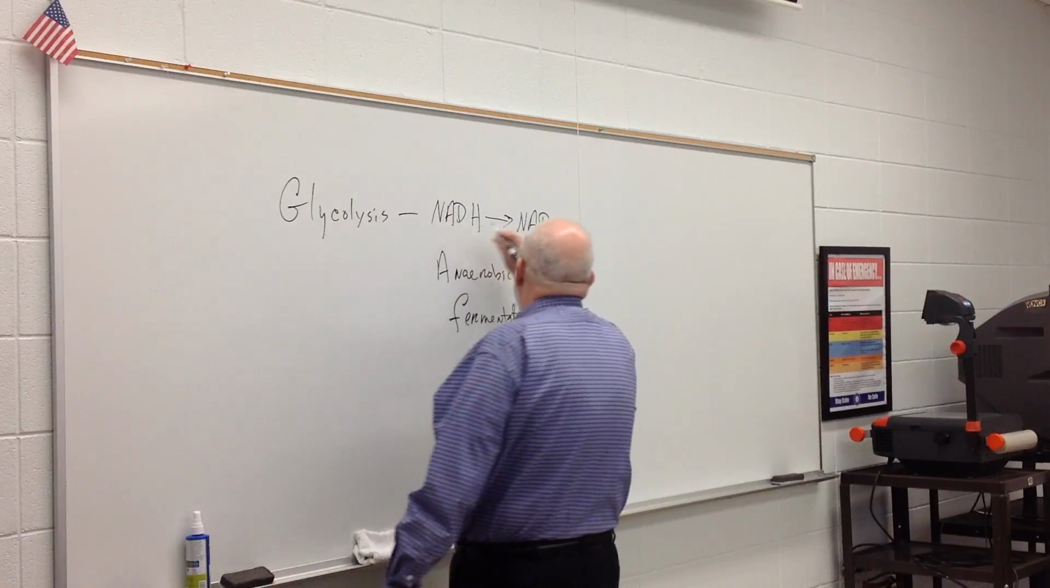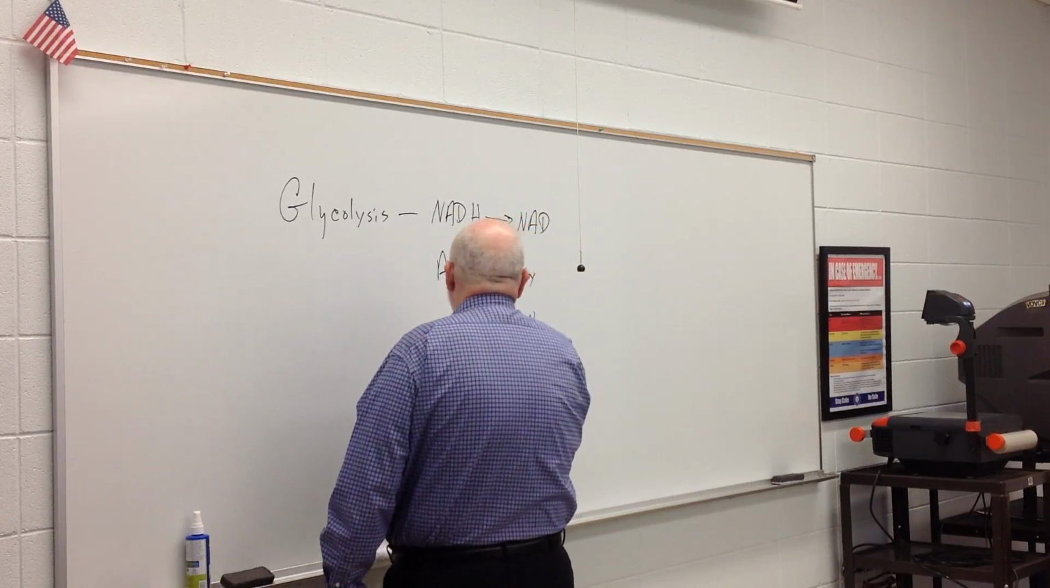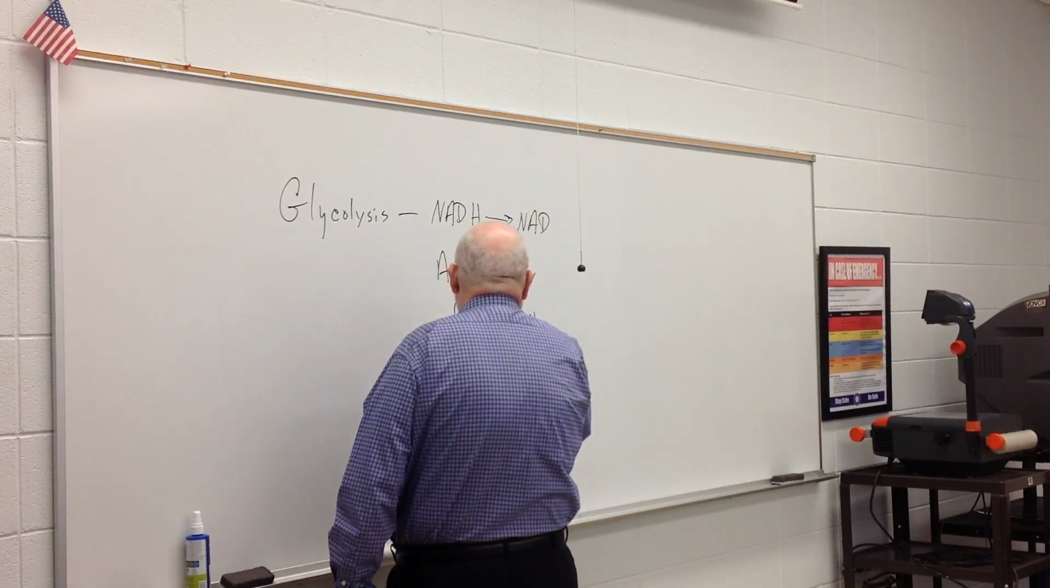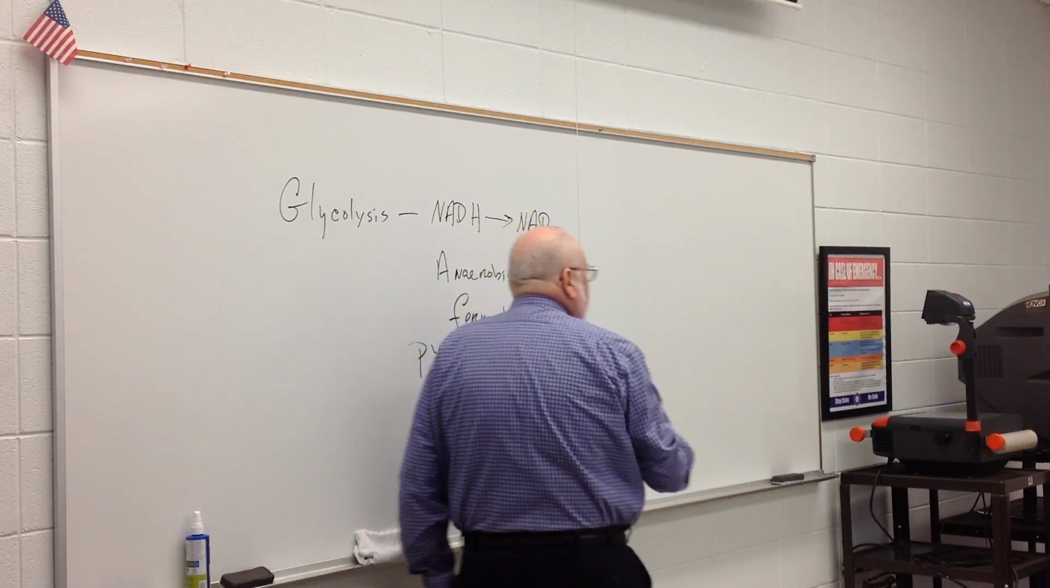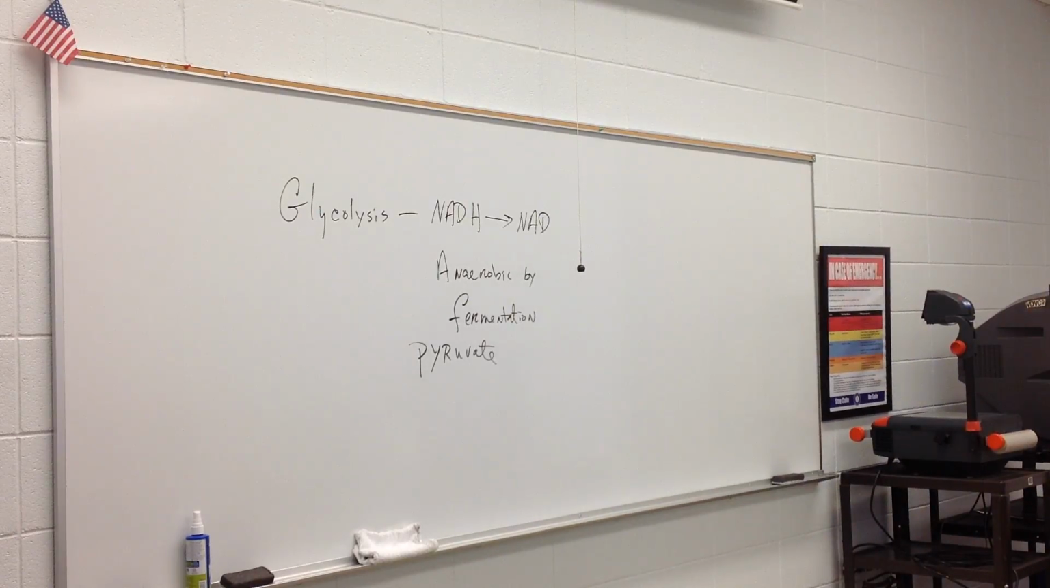Well, in addition to oxidizing NADH back to NAD, it also takes the pyruvate, and where do we get the pyruvate? Where did that come from? That was the end product of what process? Glycolysis, right? Because where did glycolysis start? You fed in a molecule of glucose, what came out the other end? Well, 2 molecules of pyruvate, right?